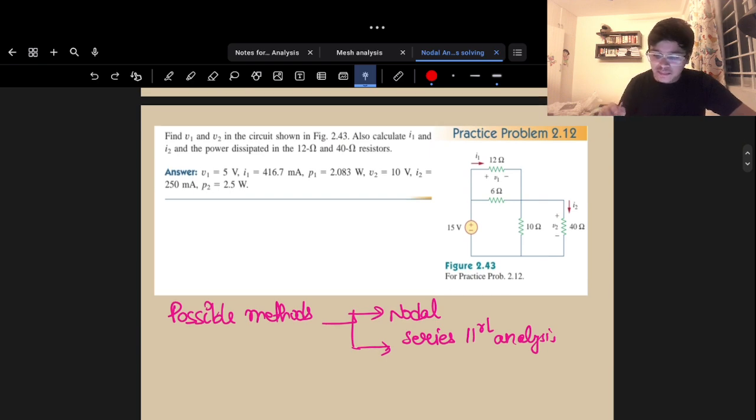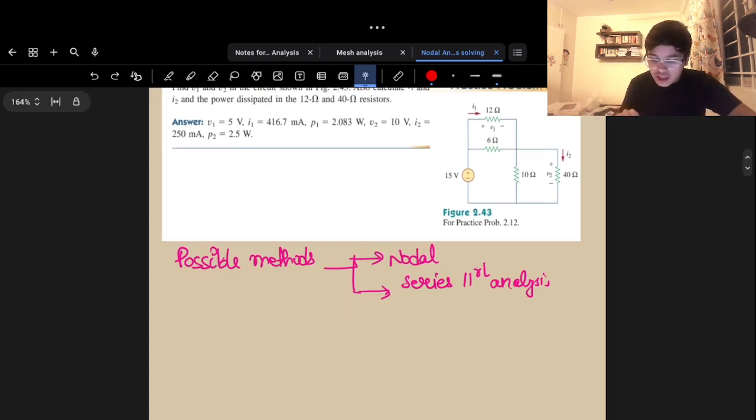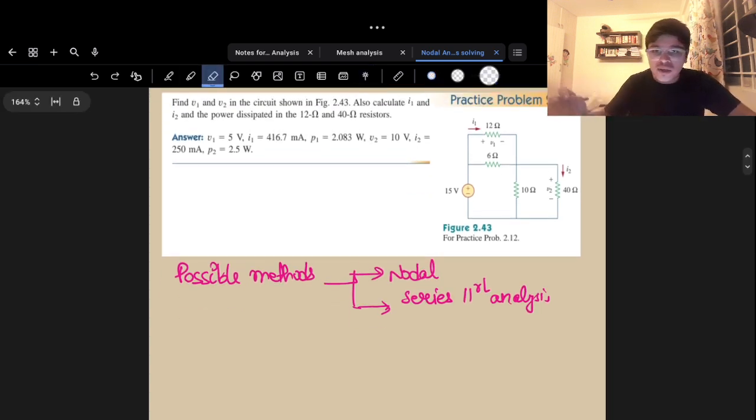This is an example I took from Sadiku. You can see the solutions, the answers are already given. So let's try to solve it. Now the question is asking us to find V1 and V2, I1 and I2, and the power dissipated in the 12 ohm and 40 ohm resistors.